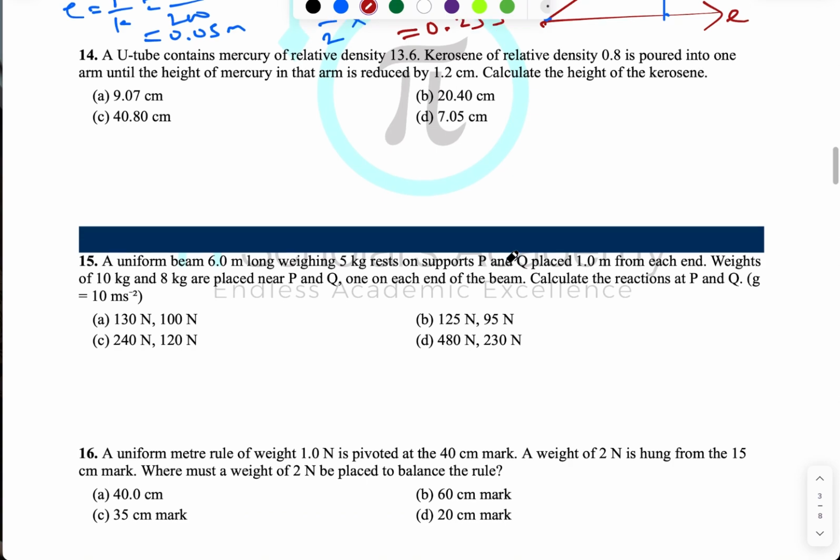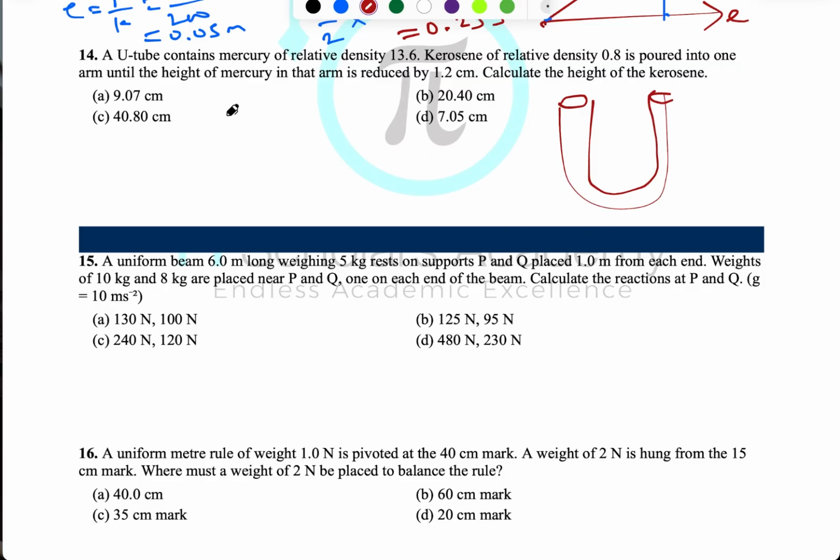Question 14 says that a U-tube manometer contains mercury of relative density 13.6, and kerosene of relative density 0.8 is poured into one arm. So this is what a U-tube looks like. Don't mind my drawing. The height of the mercury in the arm is reduced by 1.2 centimeters. Calculate the height of the kerosene.